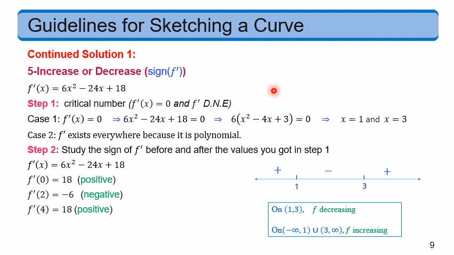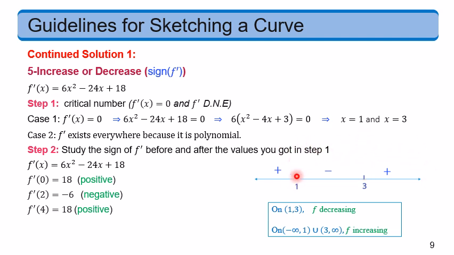Or you can also solve without a calculator, by factorizing. So what are the critical numbers here? x is 1, x is 3. The first derivative exists everywhere because it is a polynomial. Now study the sign of the first derivative before and after the values we got in step 1. That means at 1, before 1 and after 1. At 3, before 3 and after 3.